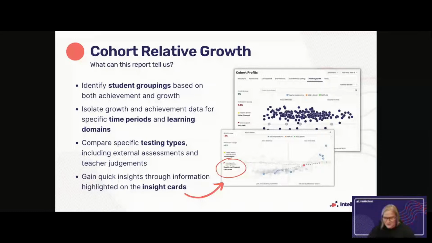And the great thing is too, which you'll see when we jump into the demo in just a moment, it's not isolated to just the likes of NAPLAN. What you can do in this chart is you can also compare external results, so things like NAPLAN, PAT testing, essential assessment, with your internal teacher judgments as well. What we can do as well is isolate the growth and achievement for specific time periods. That's really important too, and also for specific learning domains.